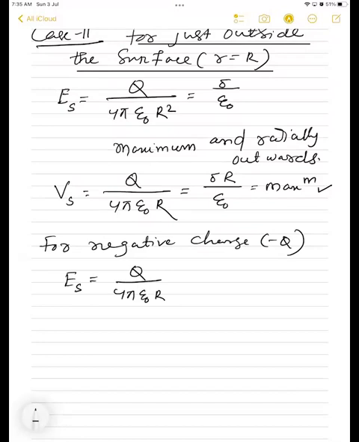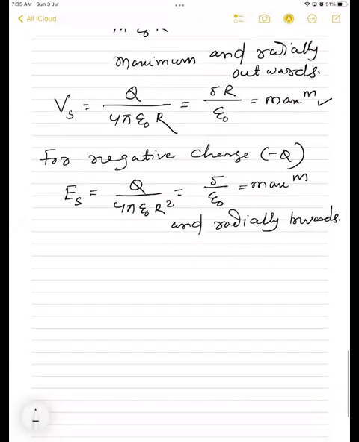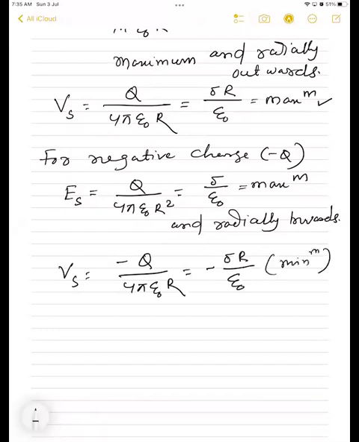No, no, that is sigma by epsilon naught, that is maximum also and radially inwards, right? Then the potential for a negative charge is minus Q by 4 pi epsilon naught into R, that is equal to minus sigma R by epsilon naught, right? And that is minimum. The potential is negative, so it is minimum, right?